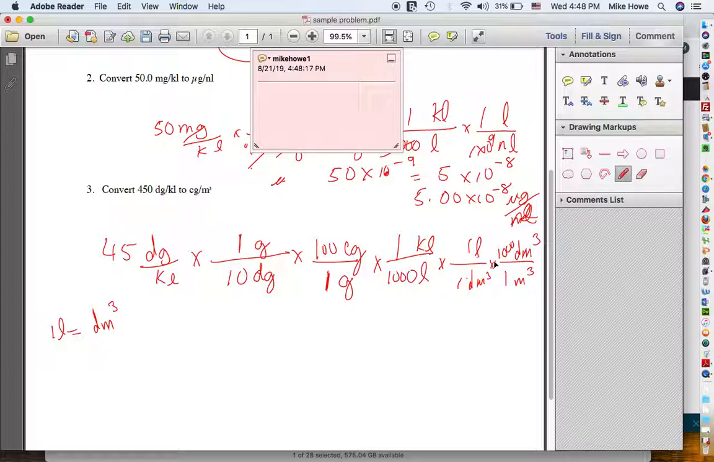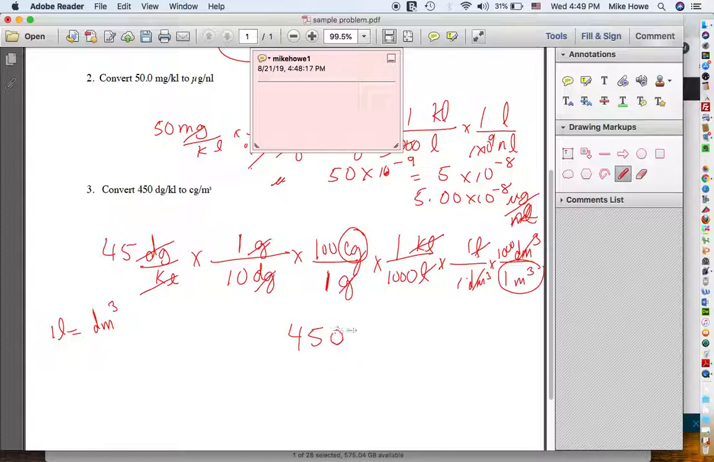All right, so now we're ready to do the math because all of our units that we don't want have canceled out. You see decigrams cancels here, grams cancels there, so I have centigrams on top, that's what I want. Kiloliters cancels over here, liters cancels here, cubic decimeters cancels here. I'm left with cubic meters on the bottom, and that's what I want. So now to actually do the math, we're going to have 45 times 100 times 1,000. So I guess this 1,000 and that 1,000 would cancel out. So then I would have 45 times 100 and then divide by 10. So it'll be 4,500 divided by 10, which is 450.